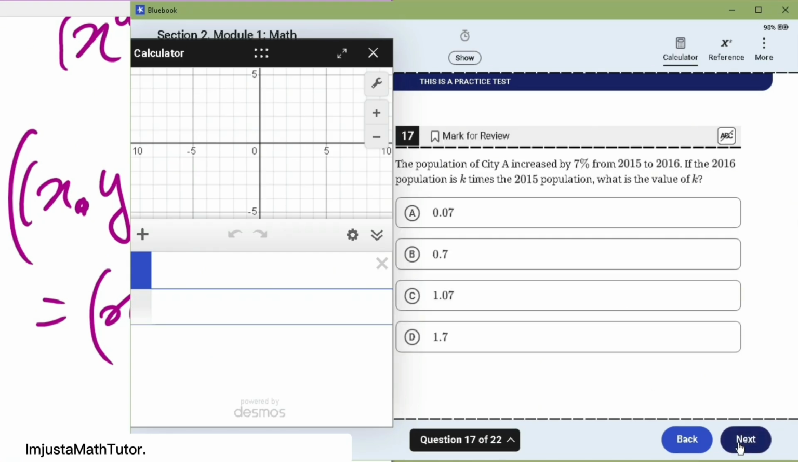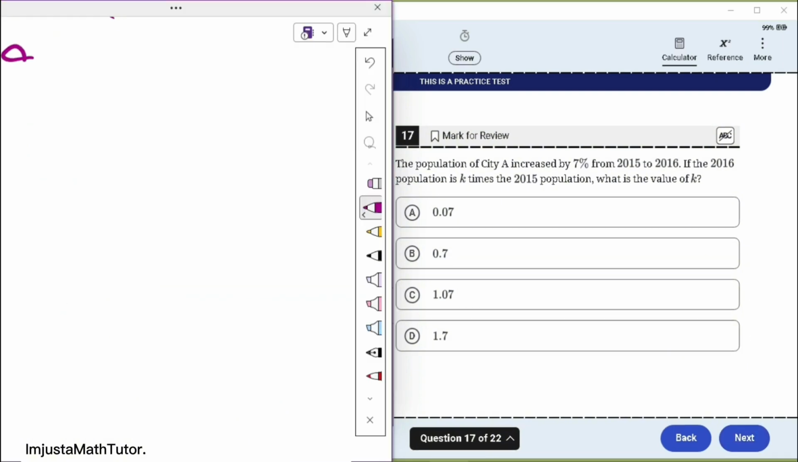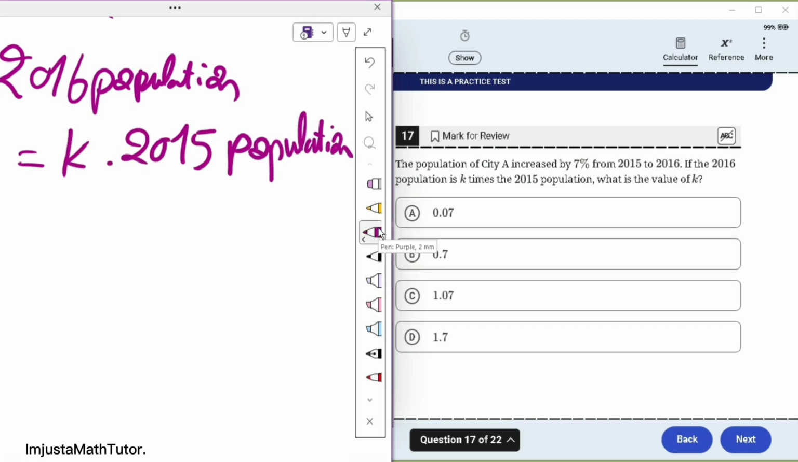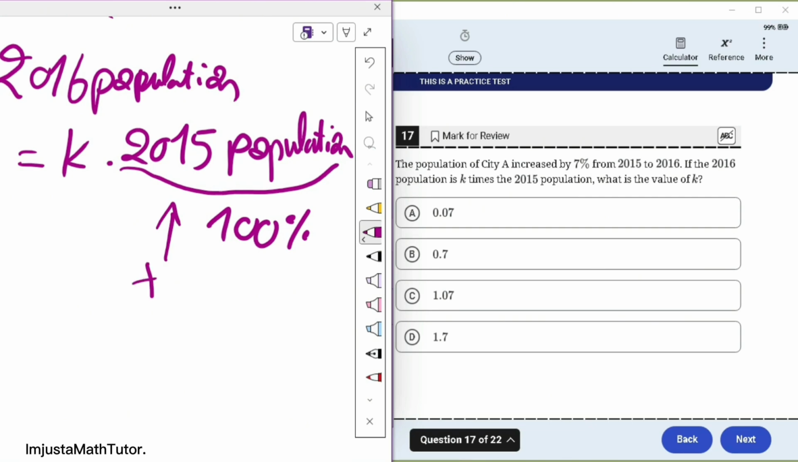The population of City A increased by 7% from 2015 to 2016. If the 2016 population is k times the 2015 population, what is the value of k? So from the text, we have that 2016 population equals k times 2015 population. Now, the 2015 population increased by 7%. What does that mean? It means that what we had, which is 100%, increased, which means we added 7% of that to it.